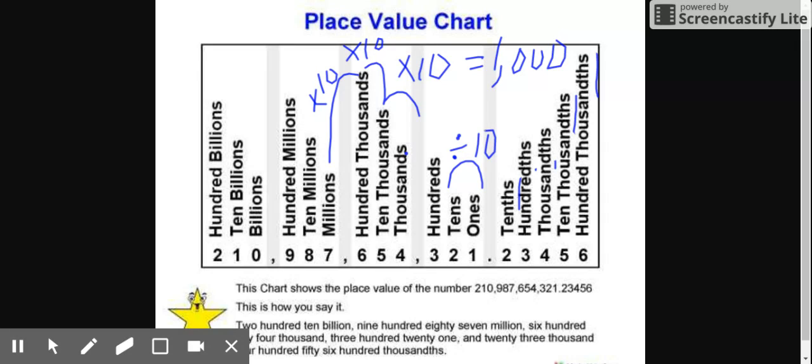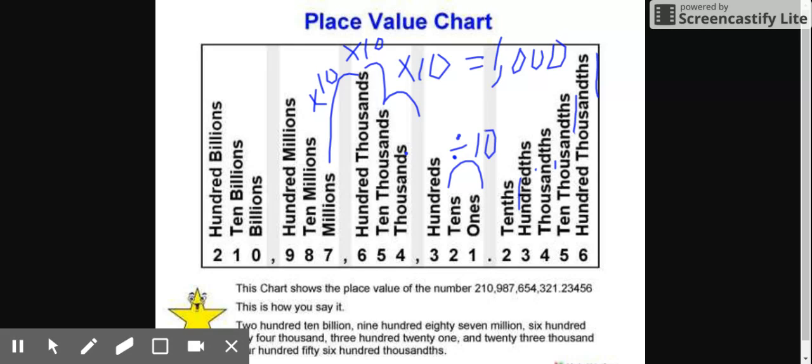So the three main things you need to remember when moving along the place value chart: if you jump one place value to the next to the left, that's times 10. If you jump two times to the left, that's times 100. If you jump three times to the left, that's times 1,000. Now, if you're jumping to the right, the numbers get smaller, so you're going to divide by 10. It's the same thing. If you jump one time to the right, you divide by 10. If you jump two times to the right, you divide by 100. If you jump three times to the right, you divide by 1,000.